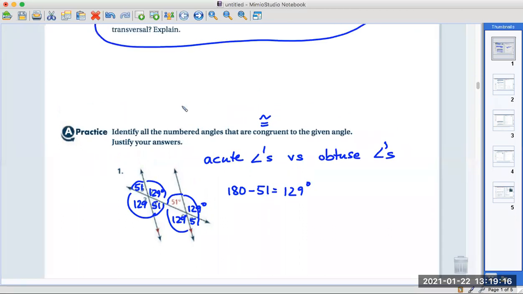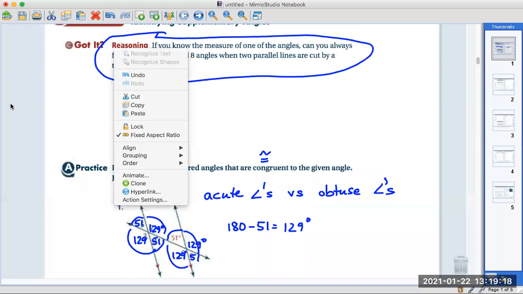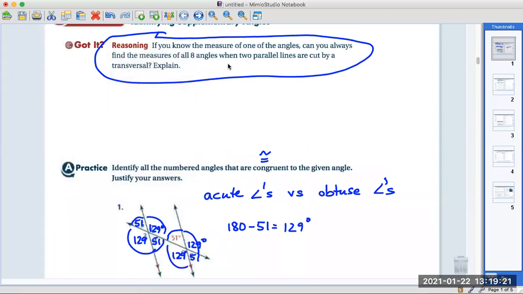Like it's set up here, if you know one angle, you can find all 8, if the lines are parallel. If they're not, you cannot do that. Only if, there's a mathematical term, if and only if. This is what you see in math books, and if you go to higher math, you'll see it. If and only if the lines are parallel.